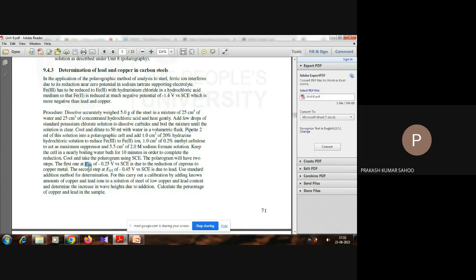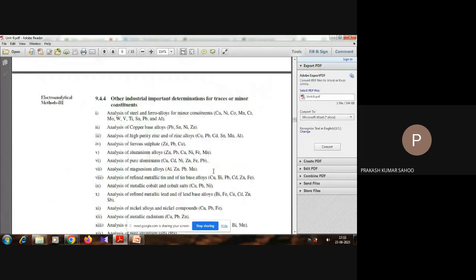So E half of minus 0.25 volt versus saturated calomel electrode is for the reduction of Cu2+ to copper. Similarly, minus 0.45 is for lead. So from these two half wave potentials, we are able to determine the lead and copper in carbon steel, that is in percentage. So we have two half wave potentials for two trace metals.